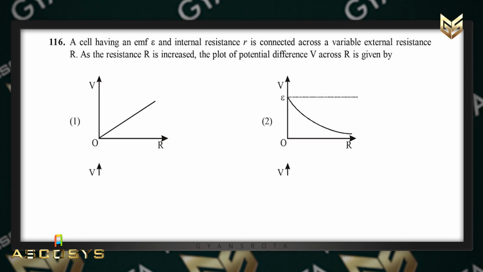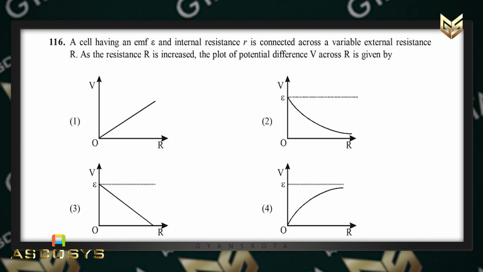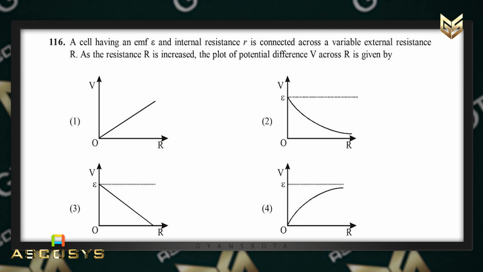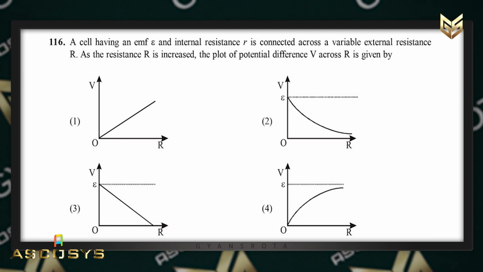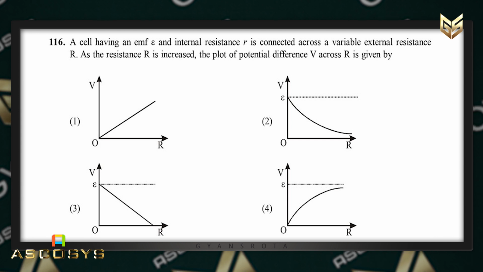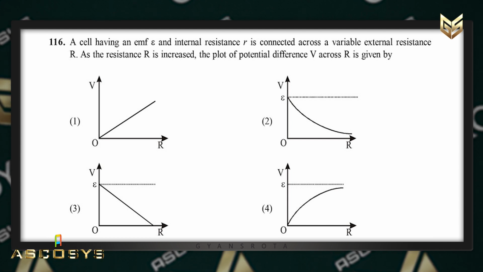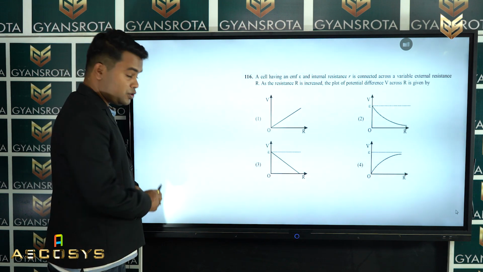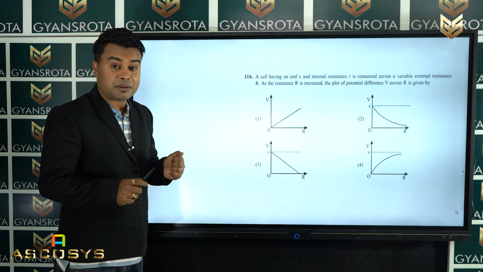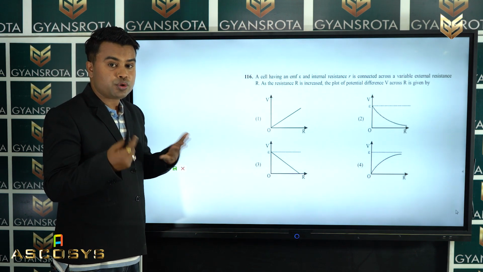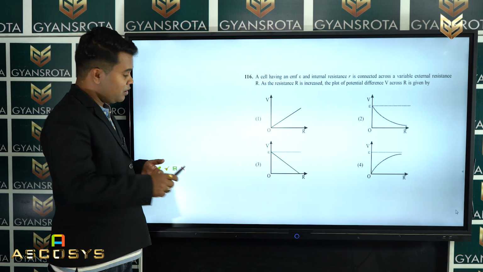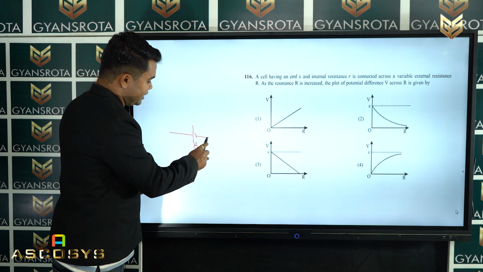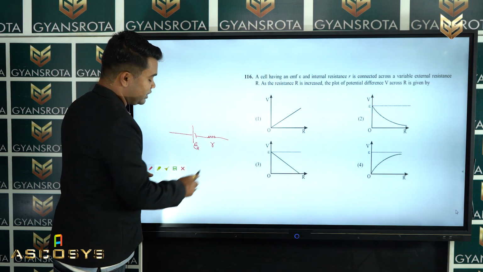A cell having an EMF E and internal resistance r is connected across a variable external resistance R. As the resistance R is increased, the plot of potential difference V across R is given by how much? So it's saying that you have an EMF. Suppose, let me draw the diagram for this one. First of all, this question came from the chapter current electricity, where you need to know the meaning of EMF. So an EMF and the internal resistance of this one connected together.